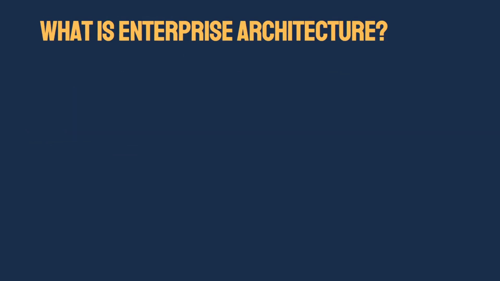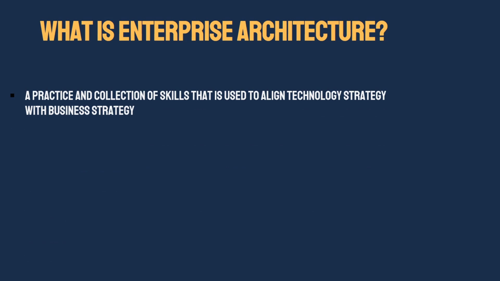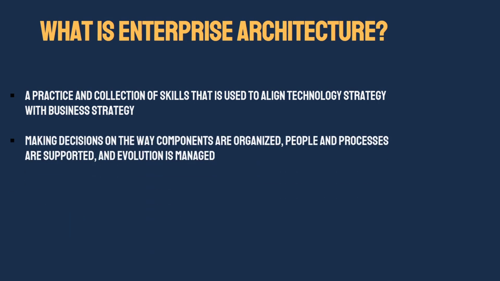What is enterprise architecture? Enterprise architecture, on the other hand, is the practice and the collection of skills that is used to align technology strategy with the specific business strategy. It's about deliberately making decisions on the way components are organized, how people and processes are supported, and how the evolution of the company is managed.